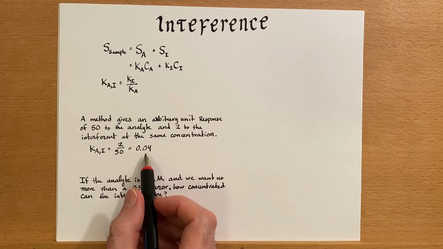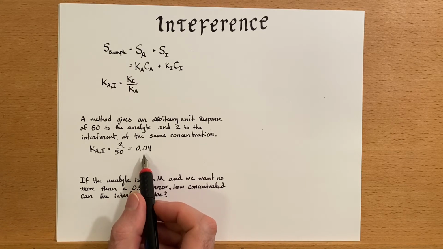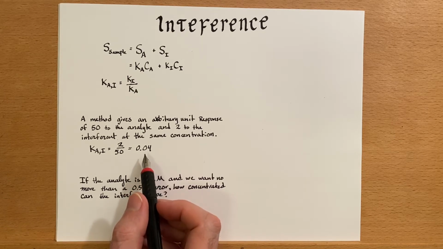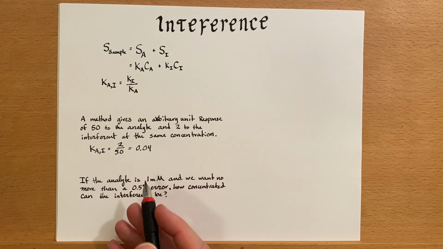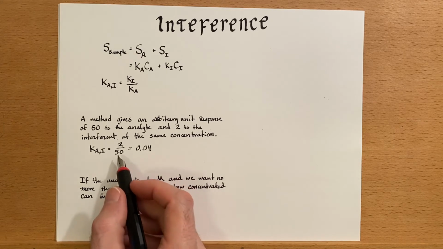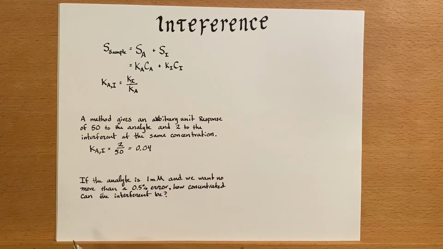And this is relatively good. In fact, we want this to be as small as possible because that would indicate that our interferent is not giving much response to the same concentration of analyte. So this is a relatively selective method.